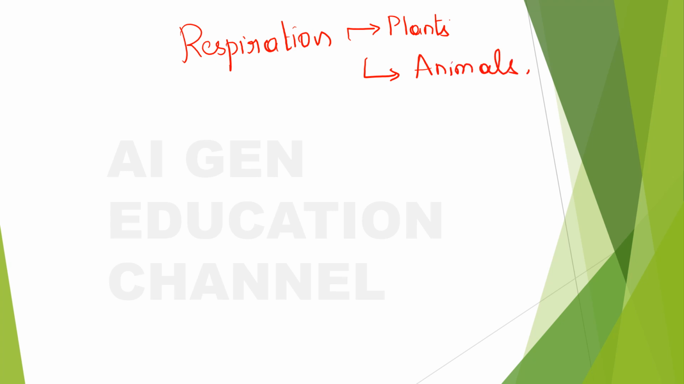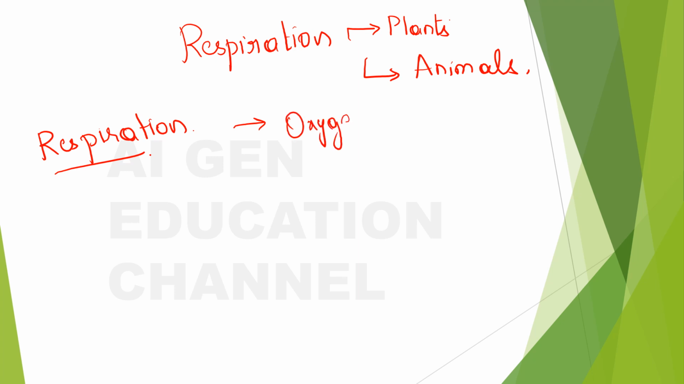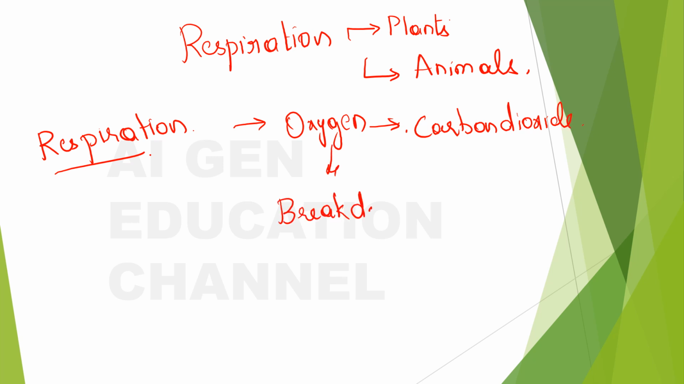So what happens here? As you all know, respiration is all about what do you need here? First of all, for this process to happen, you need oxygen, and your body will release carbon dioxide. Where is this oxygen used? This oxygen is used to break down the food that you eat, which is stored in the form of glucose. This has to be broken down so that you get energy, and this energy is released in the form of ATP.